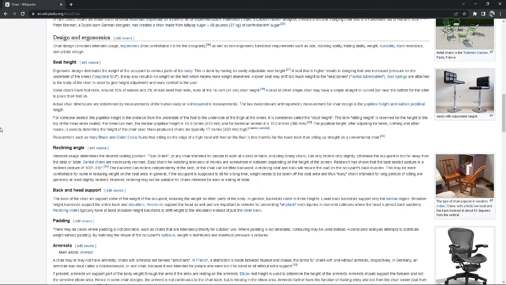Headrests support the head as well and are important in vehicles for preventing whiplash, neck injuries, and rear-end collisions where the head is jerked back suddenly. Reclining chairs typically have at least shoulder-height backrests to shift weight to the shoulders instead of just the lower back.